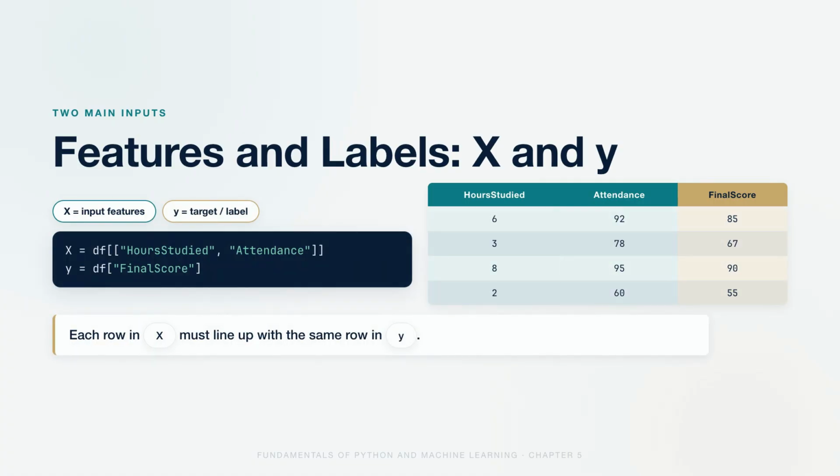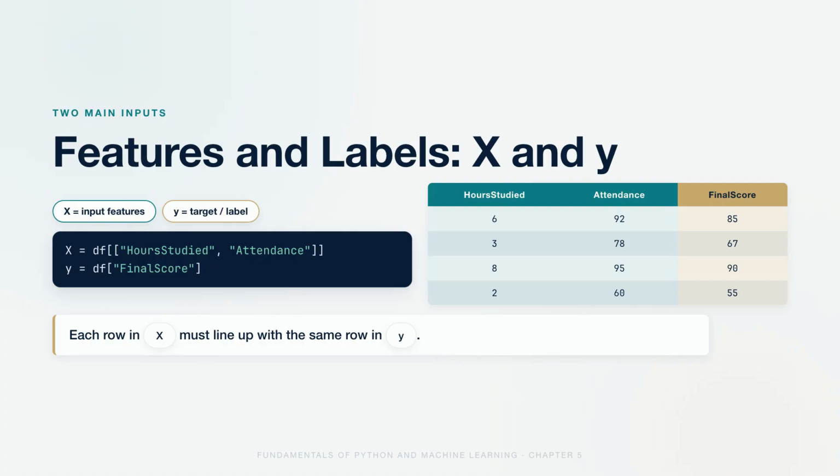Scikit-learn models commonly receive two main inputs. Capital X contains the features, lowercase y contains the target or label. Suppose we want to predict the student final score. Hours studied and attendance might become input features. The final score becomes the numerical target. Each row in X must correspond to the same row in y. In other words, the feature values for the first student must match the first target value.